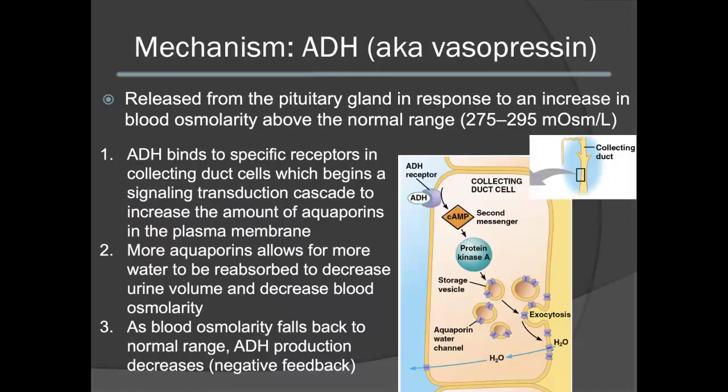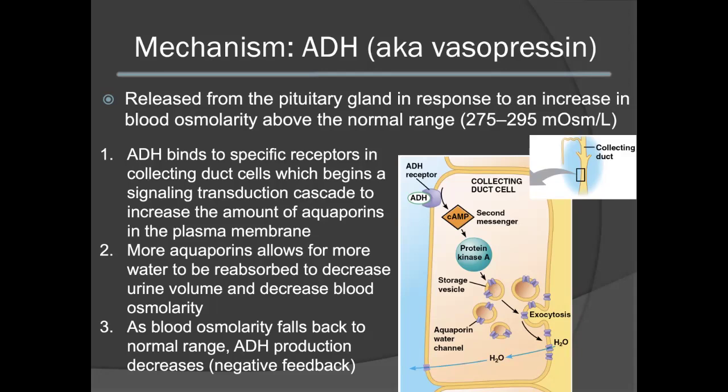The first mechanism we will take a look at is the mechanism of antidiuretic hormone, which is also known as vasopressin. ADH, or vasopressin, is released from the pituitary gland in response to an increase in blood osmolarity above the normal range of 275 to 295 milliosmoles per liter. ADH will bind to specific receptors in collecting duct cells. This will start a signaling cascade that will increase the amount of aquaporins in the plasma membrane. Take a look at the diagram to the right to see the signaling cascade.